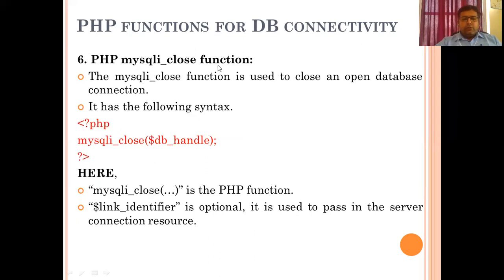Number 6 is the mysqli_close function. The mysqli_close function is used to close an open database connection. Again, it has the following syntax: mysqli_close and database handle. This is the PHP function, and link identifier is optional. It is used to pass in the server connection link. So basically, this function is used to close the connection. Whenever you have established the connection, after doing all the functionalities or after applying all the queries, you finally have to close the connection. For that, mysqli_close is used.